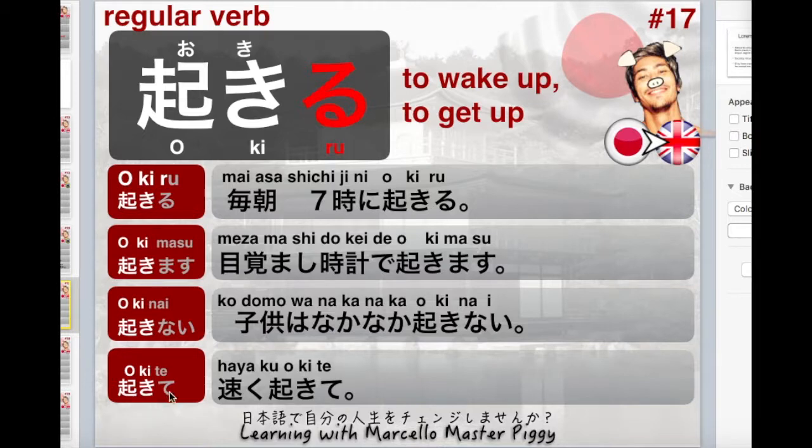Okay, last one is our imperative form, 起きて, which basically means wake up. Wake up, get up, hurry. So our sentence is going to be hurry up. Wake up, wakey, wakey. So 早く起きて. Hayaku means hurry, fast. So wake up fast. Hurry up. Hurry, wake up. 早く起きて。早く起きてください.